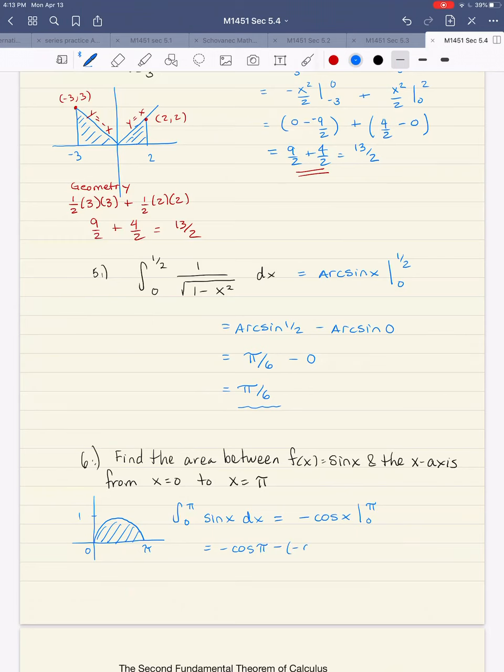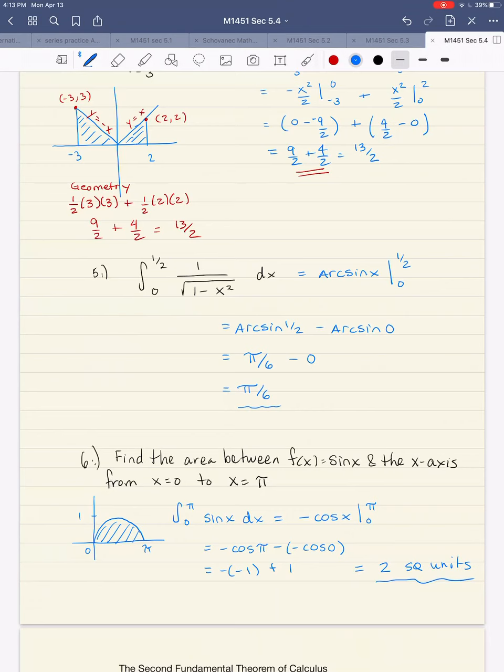So we're going to have to compute minus the cosine of pi and then subtract minus the cosine of 0. Cosine of pi is -1. This becomes a plus. Cosine of 0 is 1. So there's 2 square units of area in there.